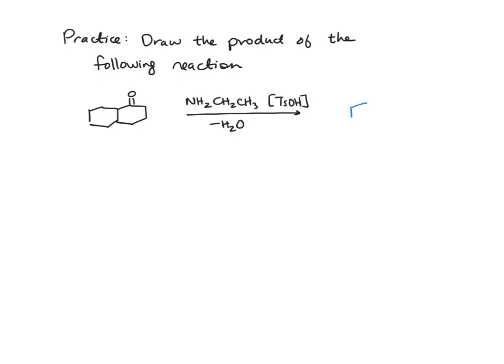In this case, our product, again, we want to change that carbonyl oxygen into a nitrogen. So we're going from oxygen to nitrogen using the nitrogen of our, in this case, ethylamine. And then we want to attach ethylamine, and let's complete that cyclohexane ring.